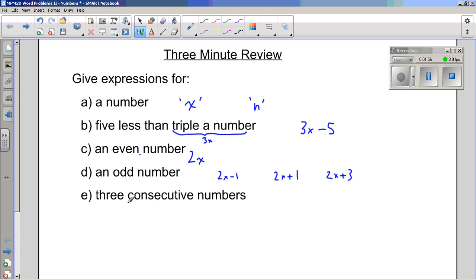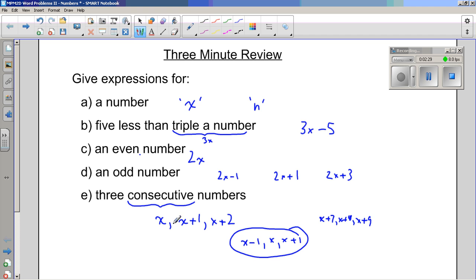3 consecutive numbers. The word consecutive means in a row, right? So if we let x be the first number, then the very next number would be x plus 1, and the next number after that would be x plus 2. And it doesn't have to be that. You could choose x plus 7, x plus 8, and x plus 9. All those are in a row. You could choose x minus 1, x, and x plus 1. All of these are 3 numbers in a row. As we'll see in our first and only example, we are looking for 3 consecutive odd numbers.